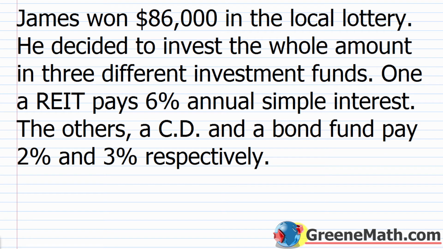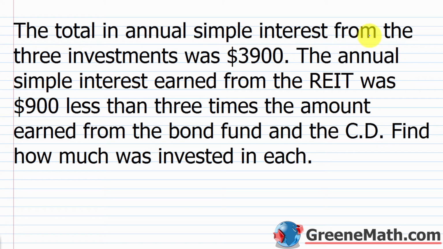All right, let's wrap up our lesson with one that's a little bit more tedious. So James won $86,000 in the local lottery. He decided to invest the whole amount in 3 different investment funds. One, a REIT, which stands for Real Estate Investment Trust, pays 6% annual simple interest. So remember, with simple interest, you don't get interest on top of interest. So the others, a CD, certificate of deposit, and a bond fund, pay 2% and 3% respectively. So that means that the CD pays 2%, the bond fund pays 3%. The total in annual simple interest from the 3 investments was $3,900.